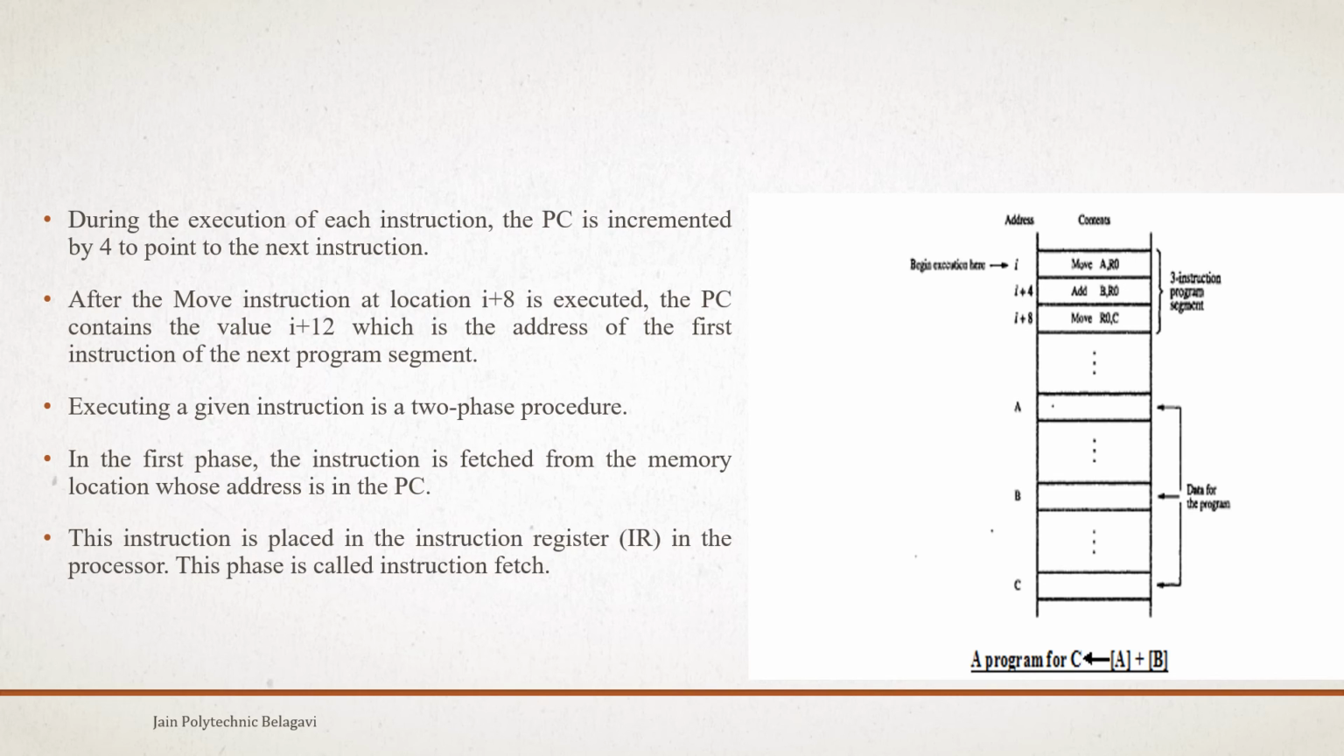After the memory gets the address of the instruction from the program counter, this instruction will be placed in the instruction register in the processor. So after fetching the instruction to be executed, the processor places it in the instruction register. This phase is called instruction fetch. In this phase we are only fetching the instruction and placing it into the instruction register.